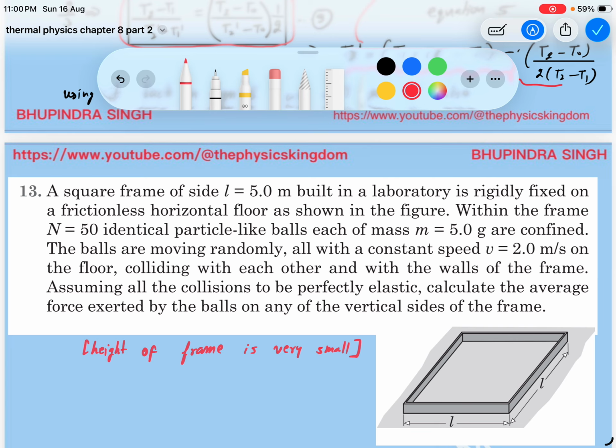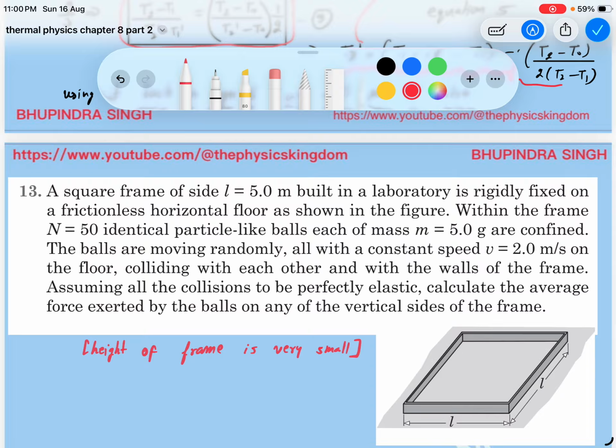A square frame of side L equal to 5 meter built in a laboratory is rigidly fixed on a frictionless horizontal floor. Within the frame, 50 identical particle-like balls, each of 5 grams, are confined. Balls are moving randomly, all with a constant speed 2 meters per second on the floor, colliding with each other and with the walls of the frame. Assuming all collisions to be perfectly elastic, calculate the average force exerted by balls on any of the vertical sides of the frame.